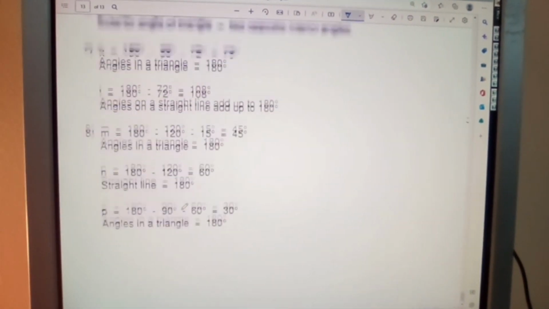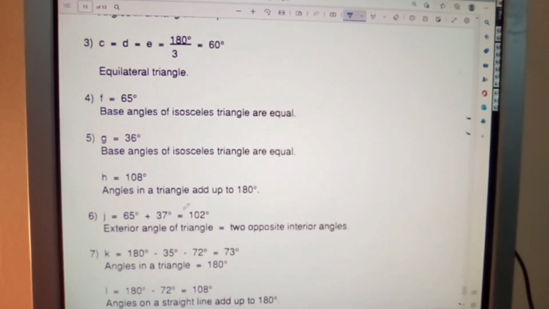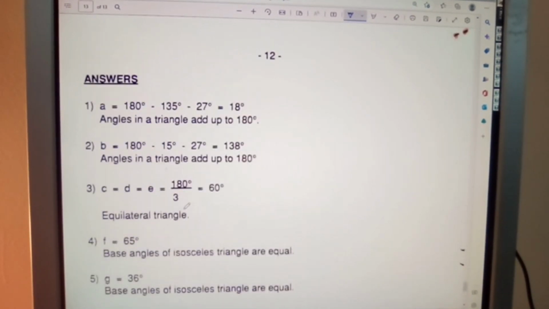I hope you found this useful. And again, this is to do with triangles. And we are going to go back to this now.